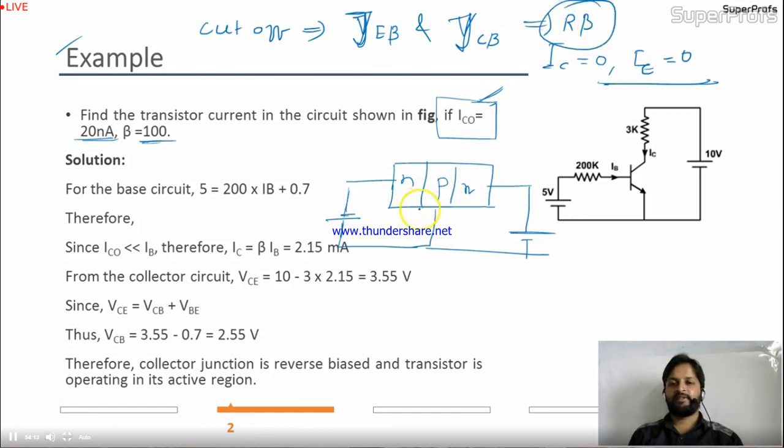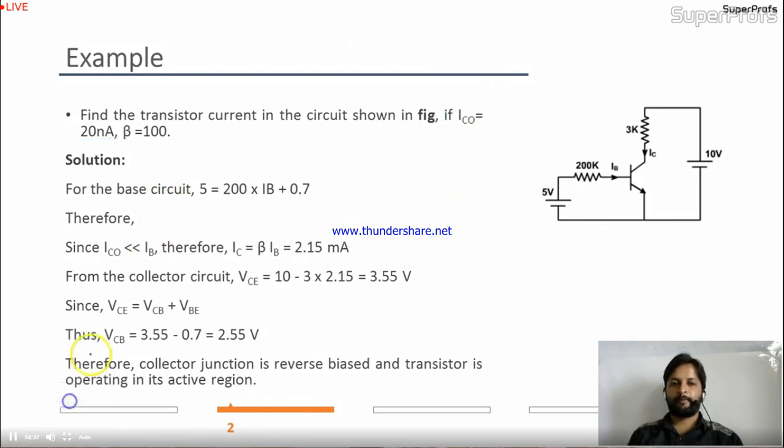In the reverse bias condition, we know there will be no current in the circuit, but we still have some leakage current, this ICO, because of temperature. Because of temperature, the minority carriers are developing into the N region, and they will constitute current ICO. Is it okay? So this is the current. The question is, find the transistor current in the circuit shown in the figure if ICO equals 20 nano and beta is given over here.